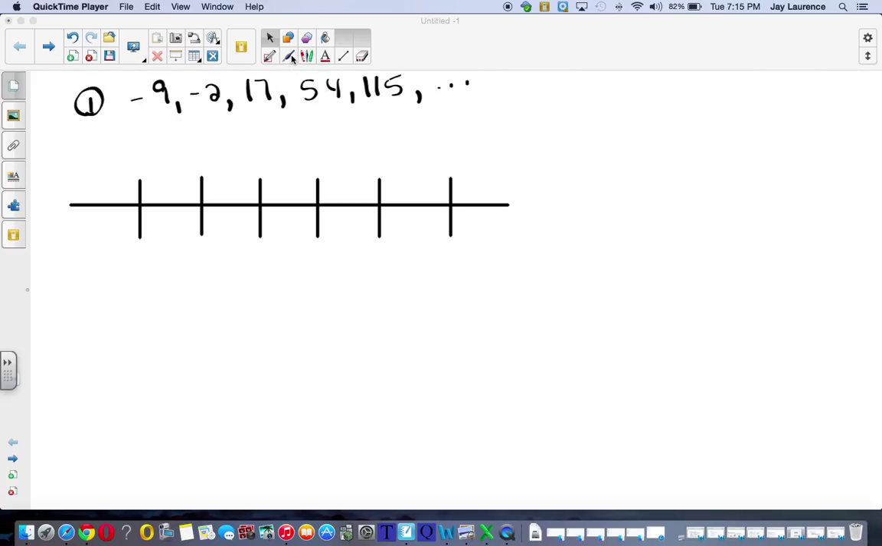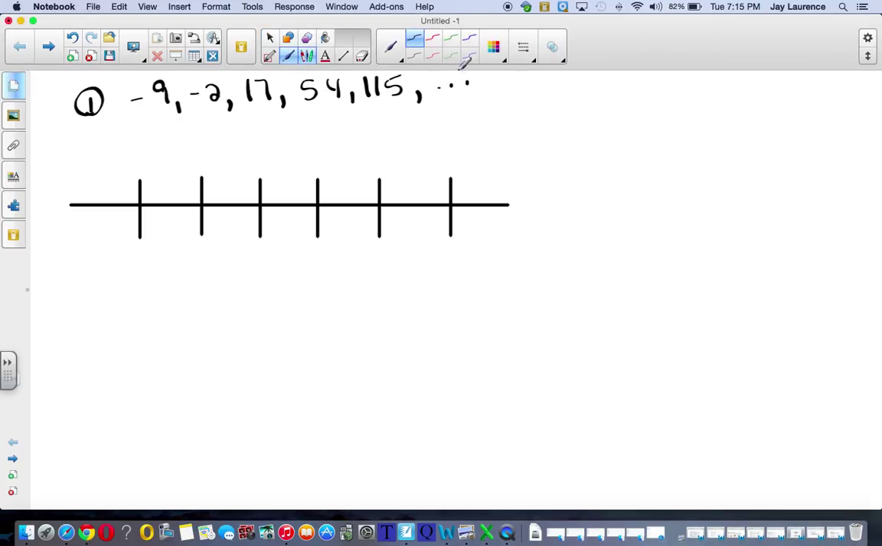And we are going to do some problems here like we've been doing in class. We'll go looking for differences and we'll see what kind of functions we're going to write. So let's go ahead and do that. I've got my first set of numbers: -9, -2, 17, 54, 115.